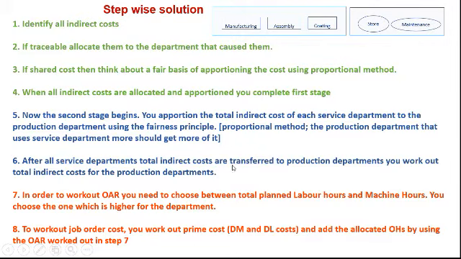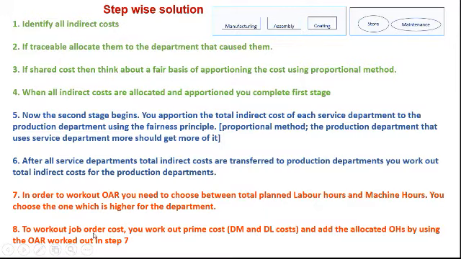Now is the time to work out unit product cost by working out the overhead absorption rate. In order to work out the overhead absorption rate, you need to choose between total planned labor hours and machine hours. Normally you use either labor hours or machine hours depending on the nature of the production department. If it is labor intensive, you use labor hours. If it is machine hours intensive, you use machine hours. Whichever is higher, you use that as the basis.